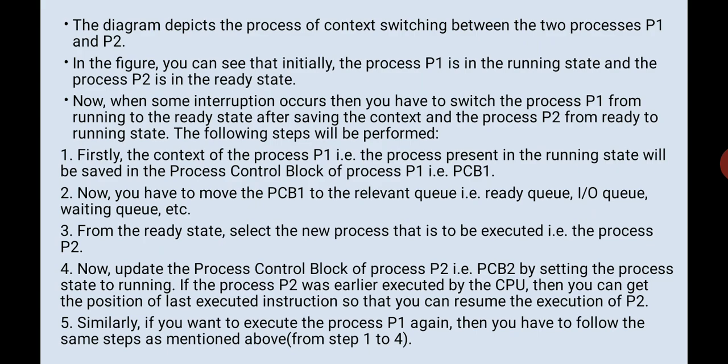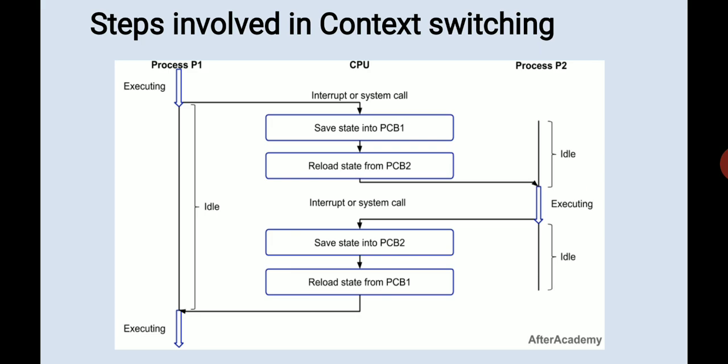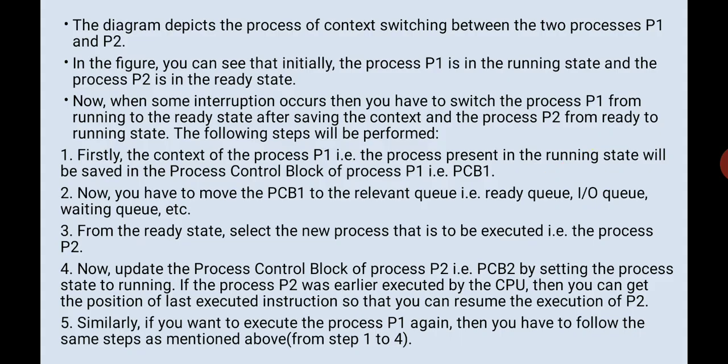Firstly, the context of P1 that is present in the running state will be saved in the process control block PCB1. See here, save state into PCB1. So the interrupt came, and first the PCB state was saved. Next step, now you have to move the PCB1 to the relevant queue, that is ready queue, input output queue, waiting queue, etc. So now it will wait.